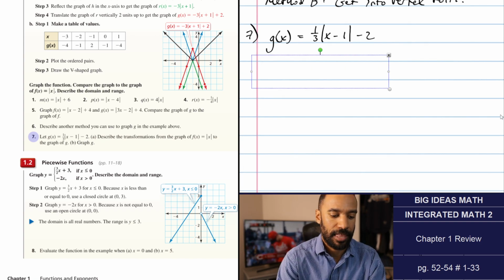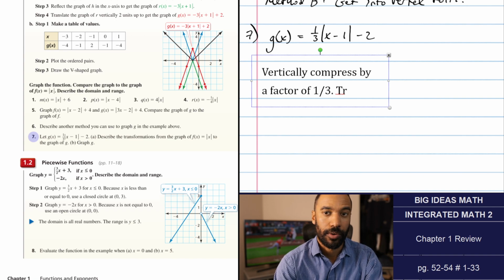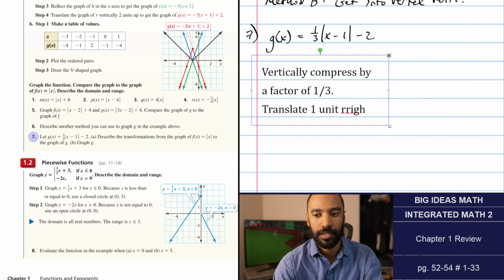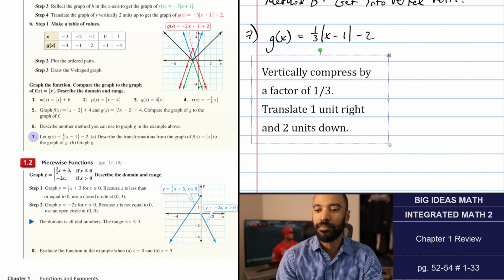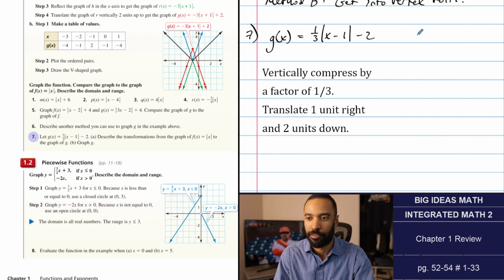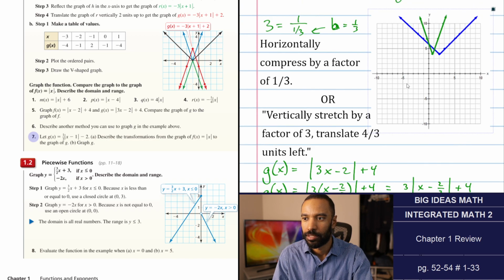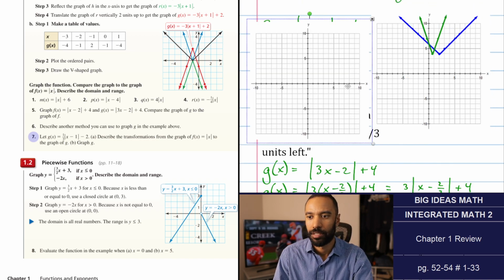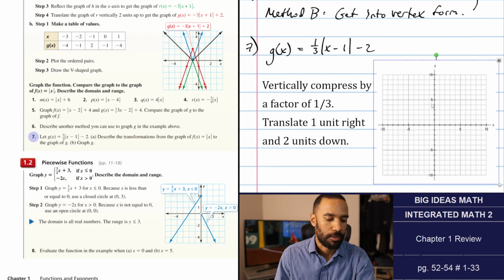So first, that 1/3 is a. That's a vertical compression. Vertically compress by a factor of 1/3. We also are going to translate 1 unit right and 2 units down. The 1 unit right is h, 2 units down is k. Now, when I graph it, I'll do it based off the vertex. Let me get a graph to use. And then I'll use the 1/3 slope.